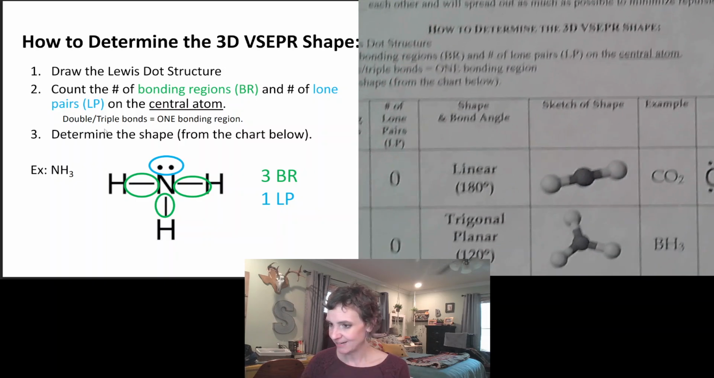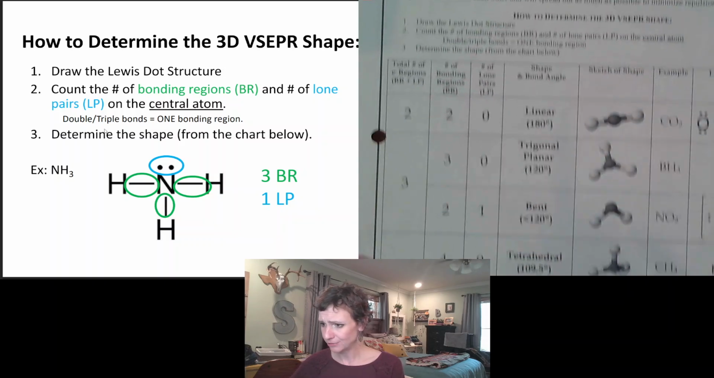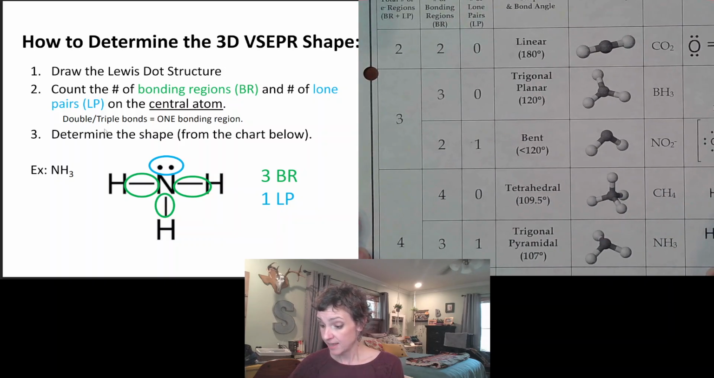So let's bounce on down here, and I've given you a big old chart. A big old chart of all the VSEPR shapes that you will need to know. There are 6 of them.